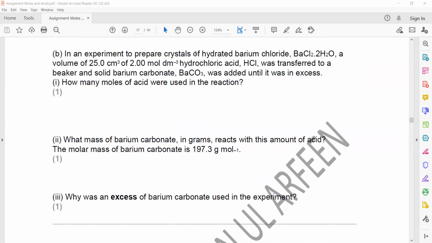In an experiment to prepare hydrated crystals of barium chloride, a volume of 25 cm³ of 2 mol/dm³ hydrochloric acid was transferred and barium carbonate was added until in excess. How many moles of acid were used in the reaction? We have the volume, so moles equal concentration times volume. Concentration is 2 and the volume is 25 divided by 1000. So it will be 0.05.